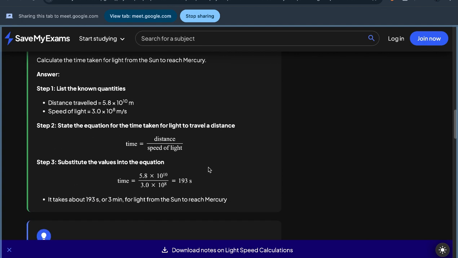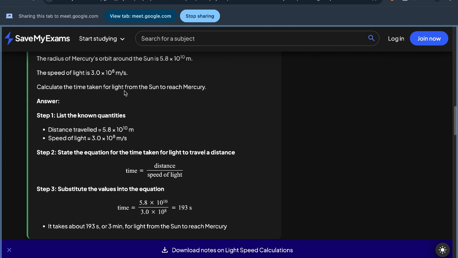Now let's take a look at one example. The radius of Mercury's orbit around the Sun is 5.8 times 10 to the power of 10 meters. The speed of light is always constant, even if they don't tell you: 3 times 10 to the power of 8 meters per second. Calculate the time taken for light from the Sun to reach Mercury.